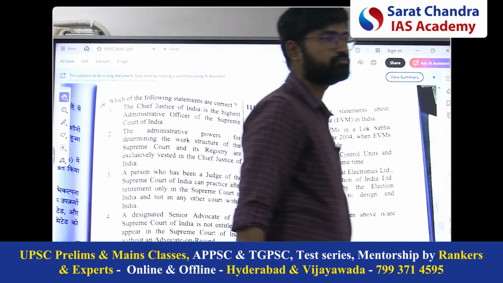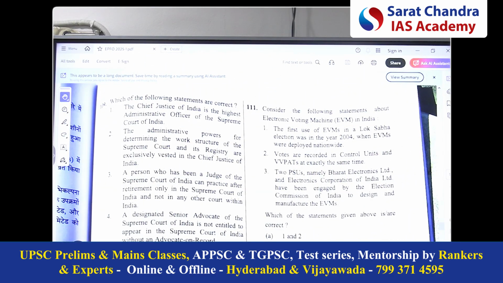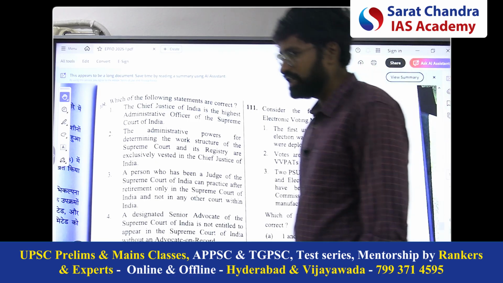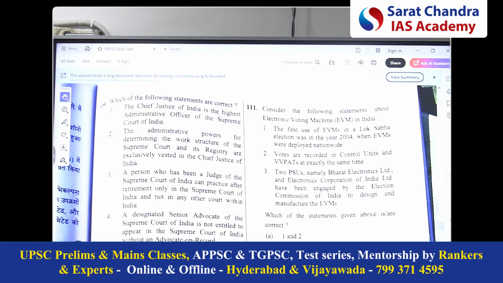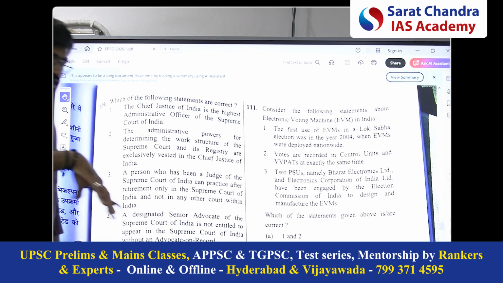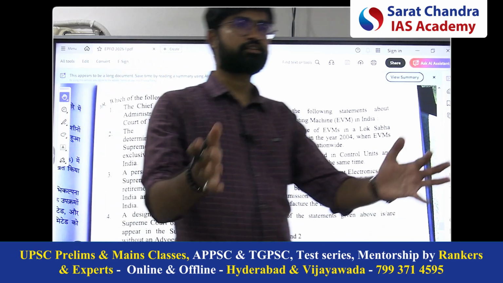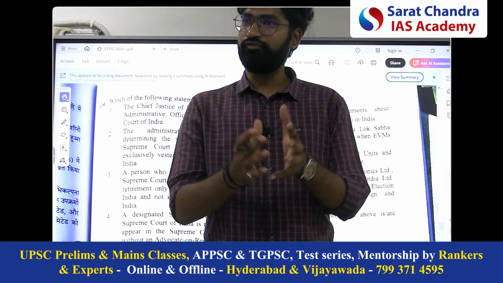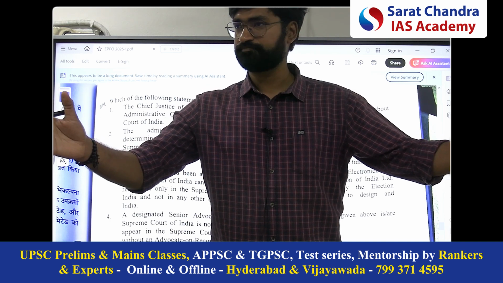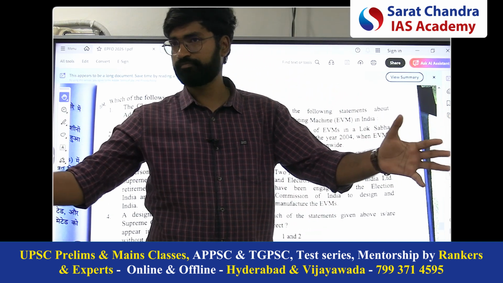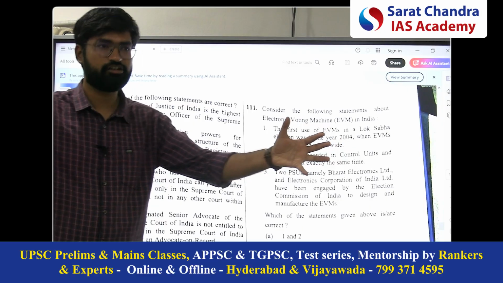Wrong? Why? Yes, you are right. See, the CJI is more of a judicial person. Let us take this same institution as an example. This is Sarat Chandra IAS Academy. In this we have two things. Administration is separate and the faculty are separate. Both are different wheels running. Administration is different and faculty are different.